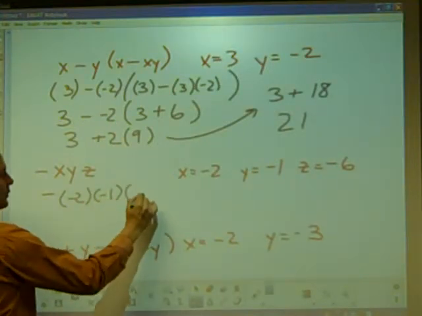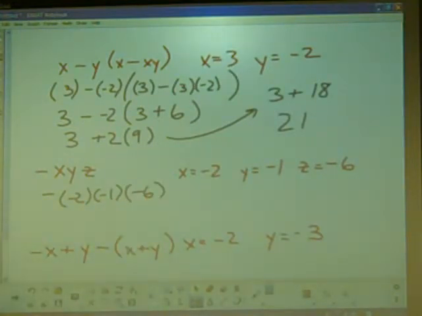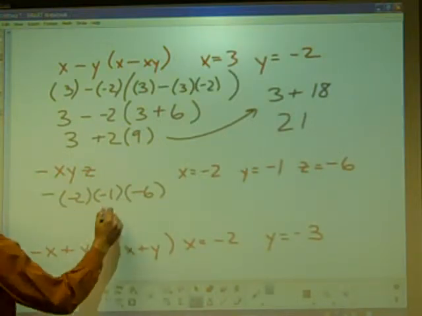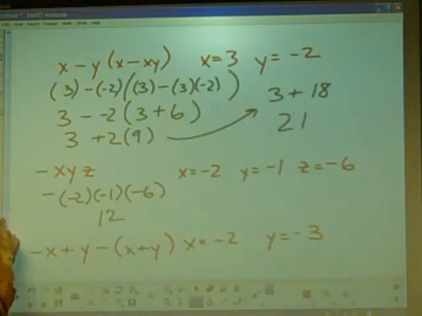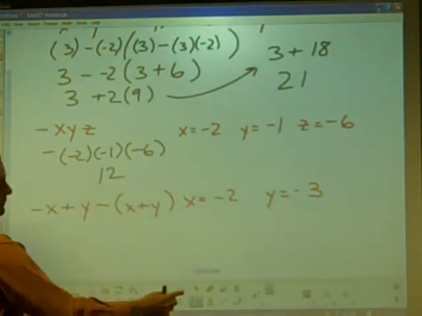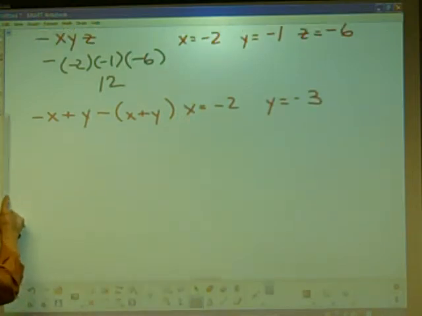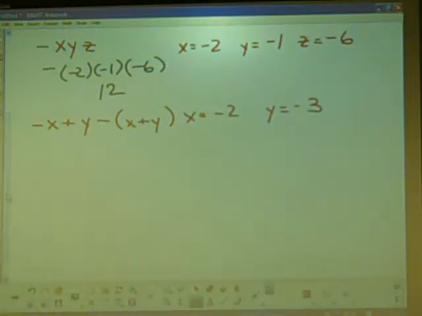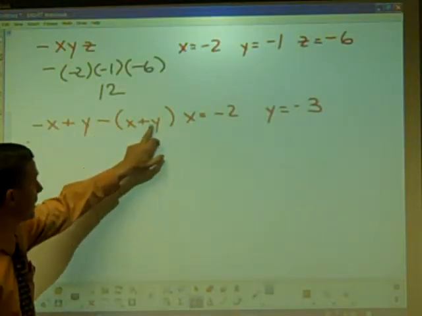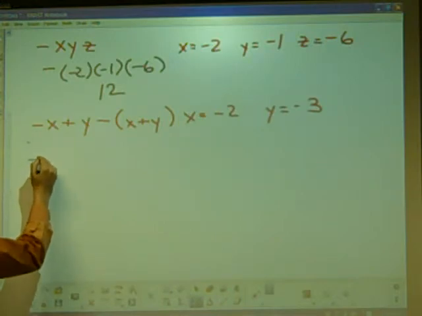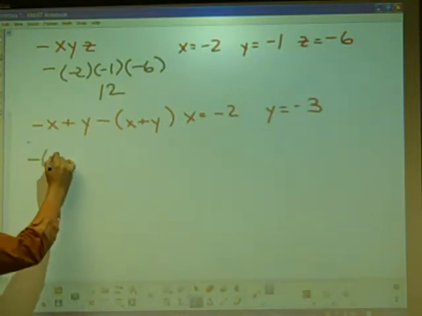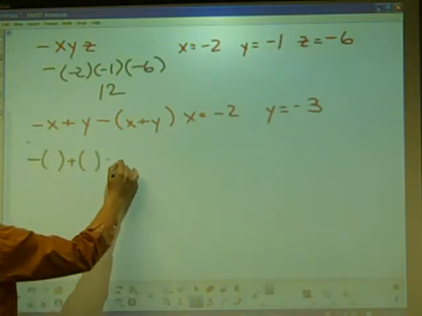We want to be careful that we use our parentheses so we don't accidentally add or subtract all these. 1, 2, 3, 4 negatives is a positive. 2 times 1 is 2, times 6 is 12. Last one. This one has 3 terms. Negative x is a term, y is a term, and this is a term. It's negative parentheses. So again, I will use parentheses for all the variables. And it is important.